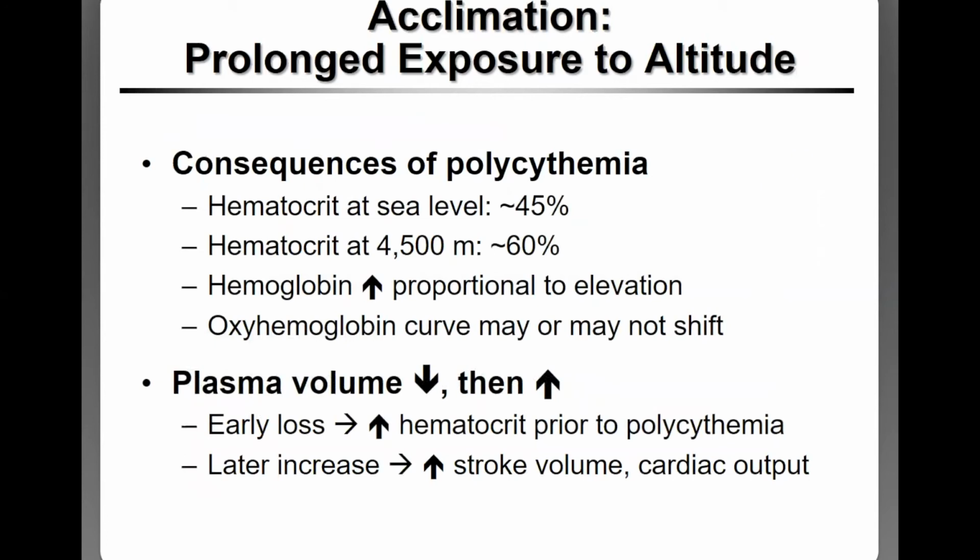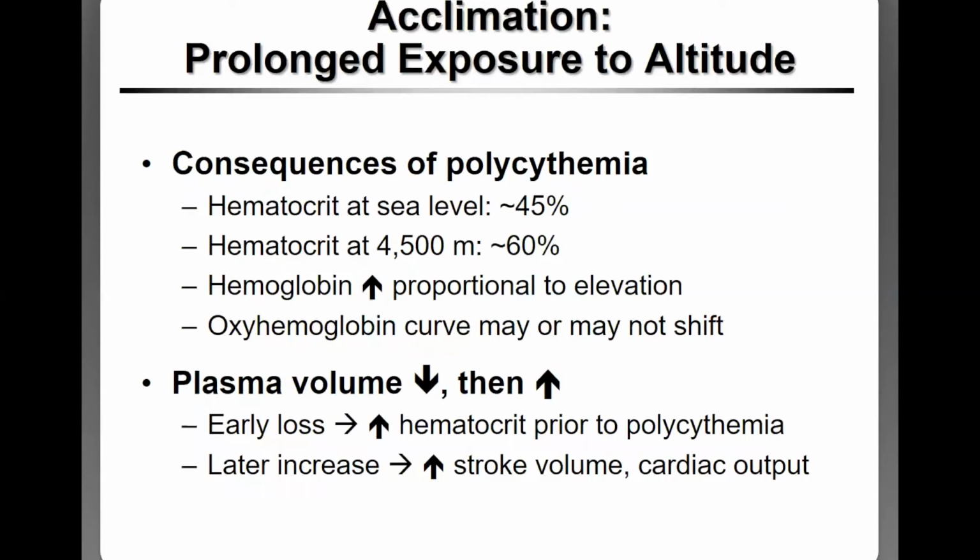So polycythemia is defined as a hematocrit greater than 60%. At sea level, normal hematocrit levels are about 45% to 50%. So a hematocrit level of 60% is a significant increase in hematocrit. Although our oxygen carrying capacity has increased, we also need to remember that an increase in red blood cell count, or polycythemia, increases the viscosity of the blood and decreases blood flow.